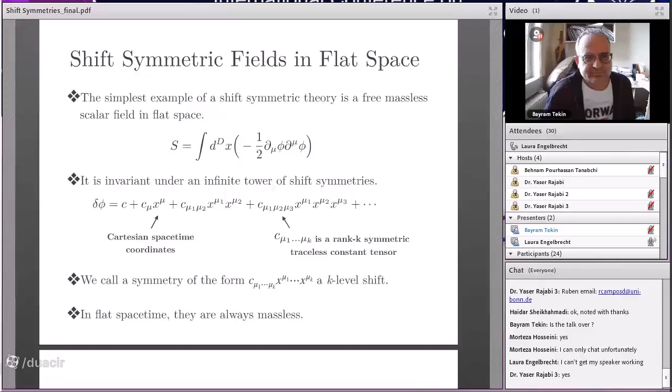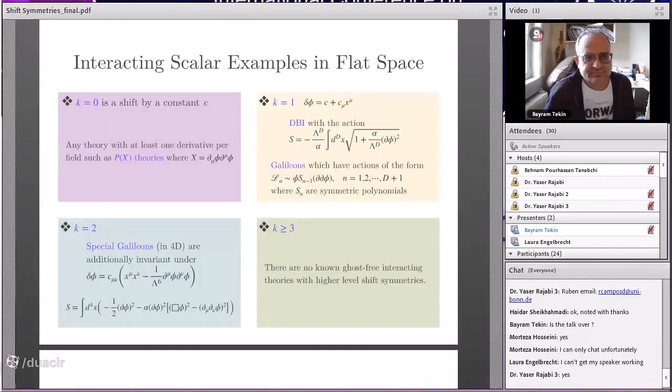In flat spacetime, shift symmetric theories are always massless, and this is due to Goldstone's theorem. Here, in addition to a free scalar, we can also have interacting examples in flat spacetime. So here are some examples. At k equals 0, which is just a shift by a constant, you have the P of X theories, which are any theory with at least one derivative per field, where X is d_mu phi d^mu phi.